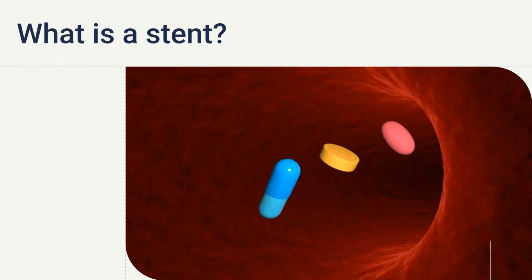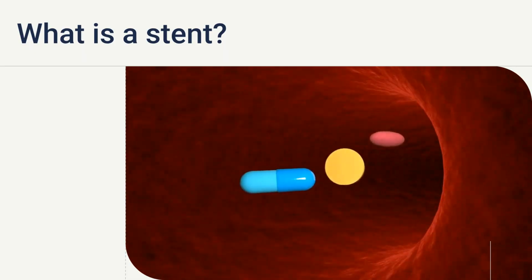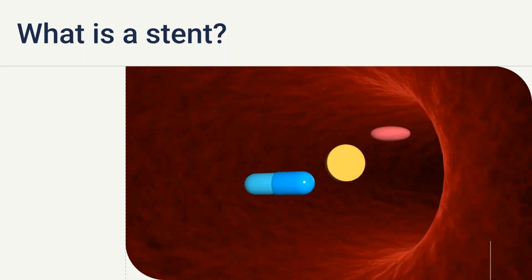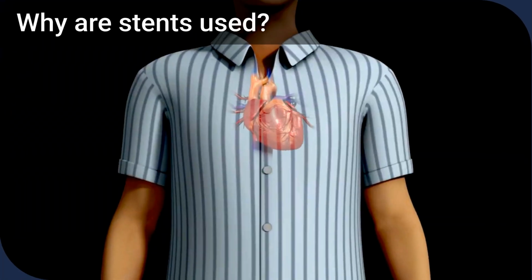A stent is a tiny, expandable mesh tube inserted into an artery to keep it open, especially after plaque buildup has narrowed it. Stents are primarily used to treat narrowed or blocked arteries, common in conditions like coronary artery disease, which can cause chest pain or heart attacks.